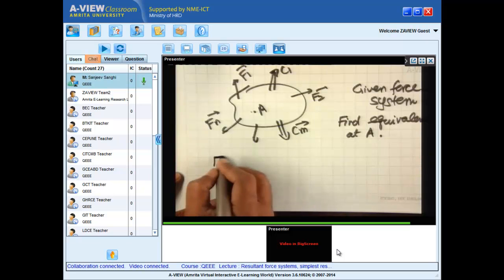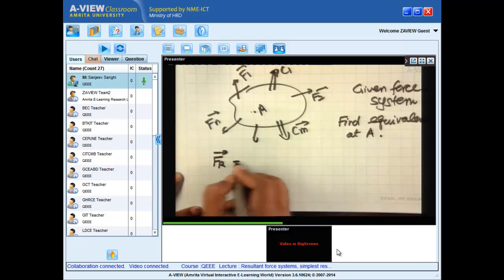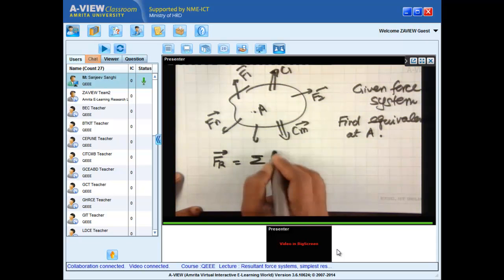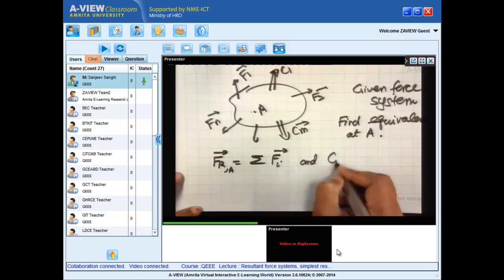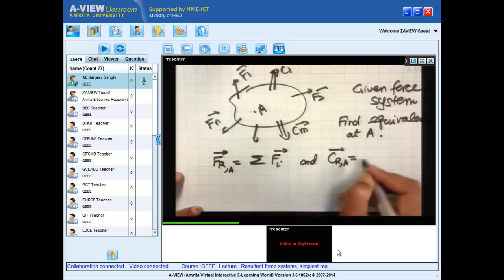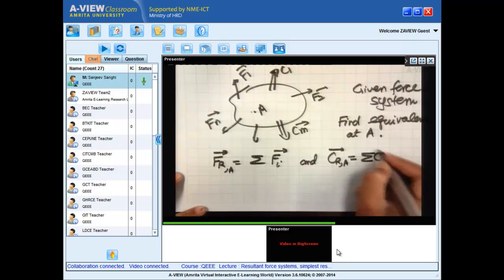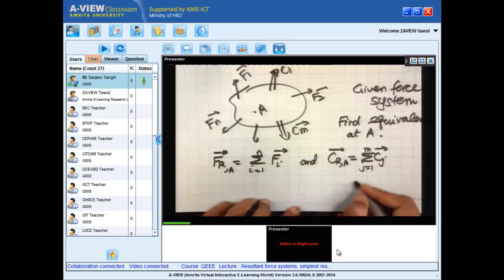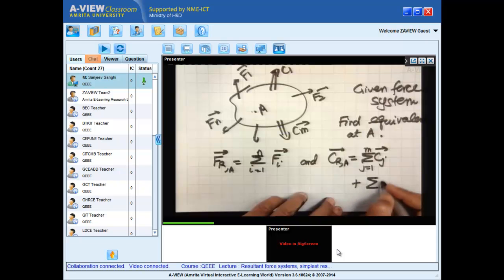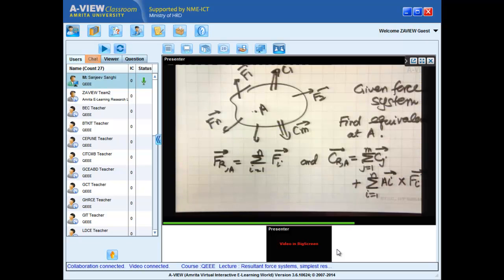It will be Fr, which is equal to the sum of all the forces, and a Cr at A, which will be equal to the sum of all the couples plus the sum of Ai cross Fi. This we have already shown.